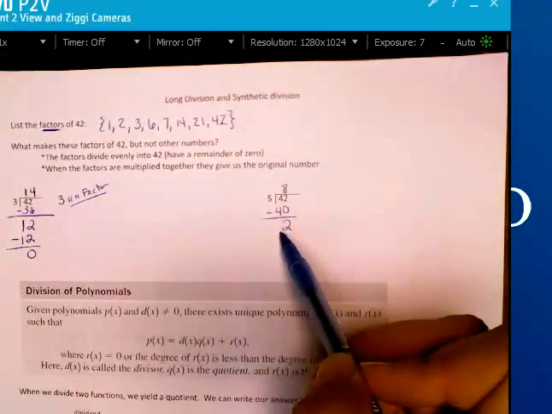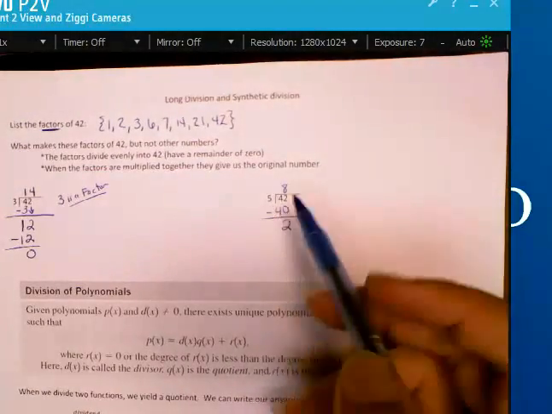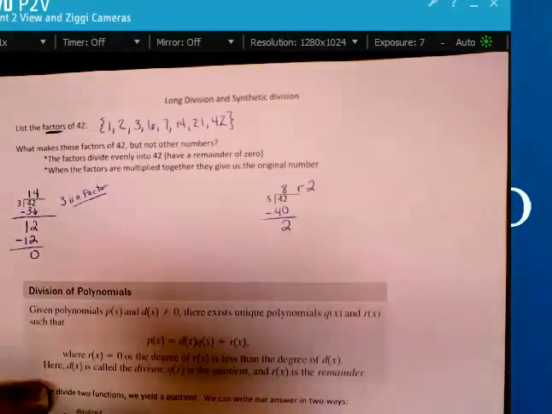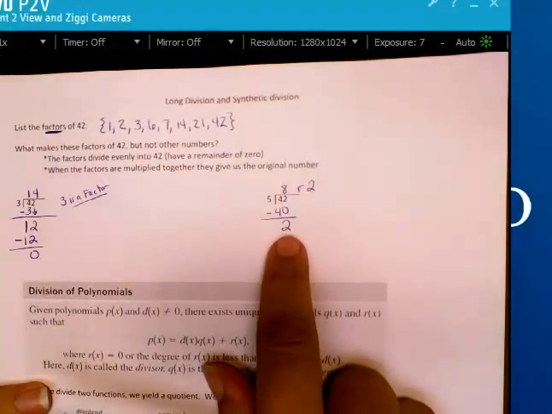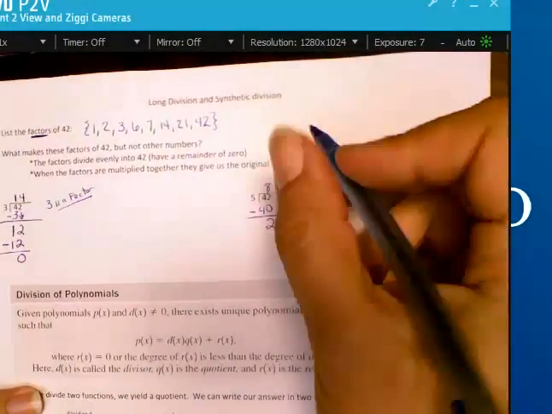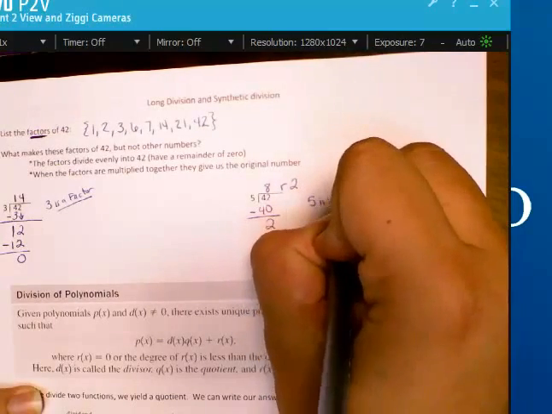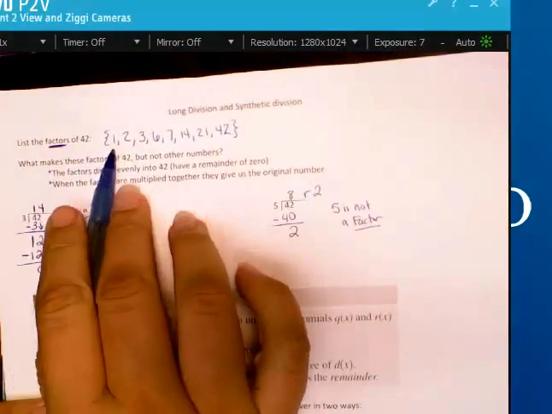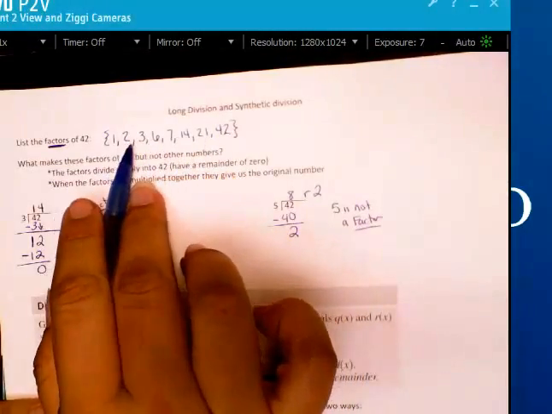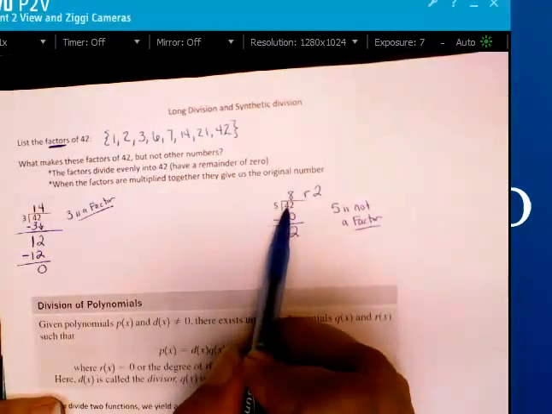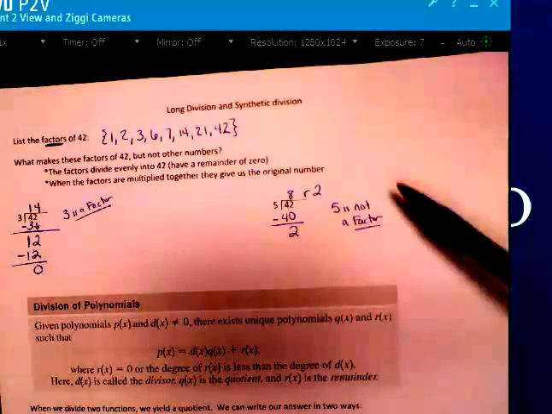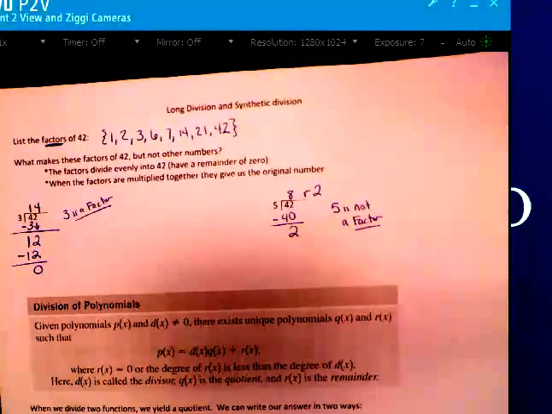This tells me that 2 is my remainder. So that means that we have a remainder of 2. Since the remainder is not 0, that means that 5 is not a factor. Notice up here in my list, 5 was not written because 5 does not divide evenly into 42. So some of these ideas are going to show up when I talk about long division.